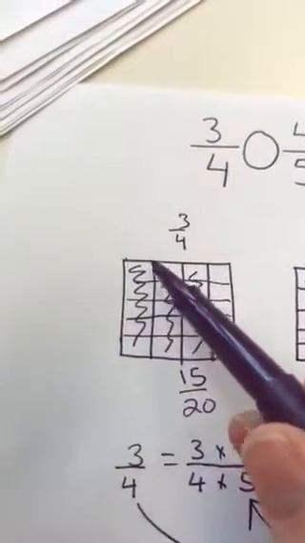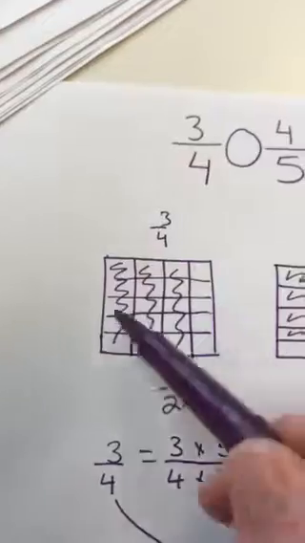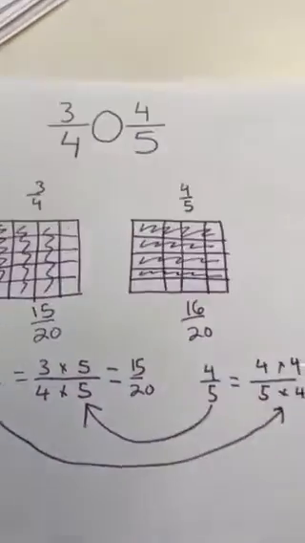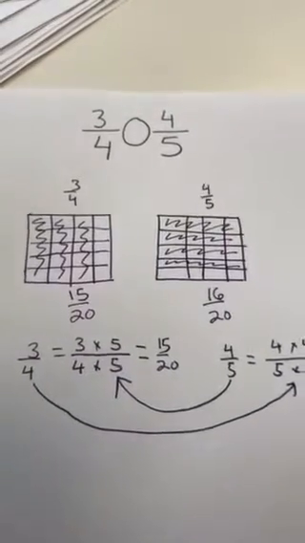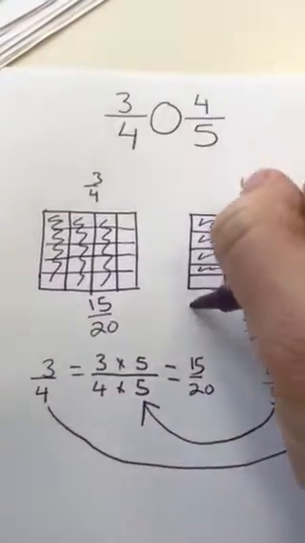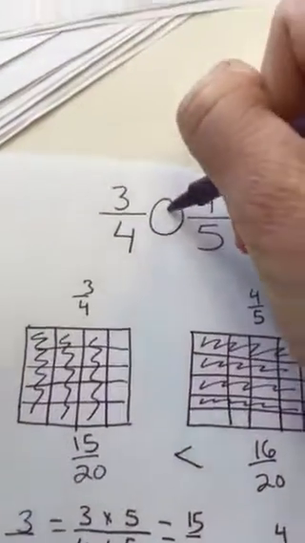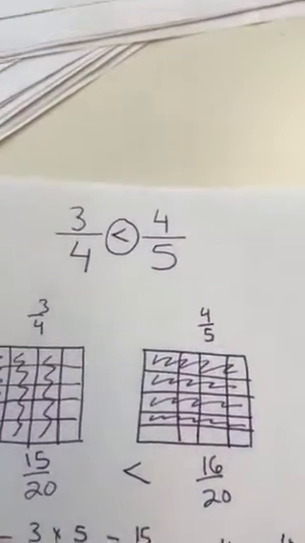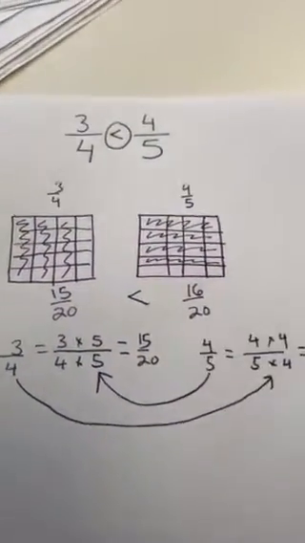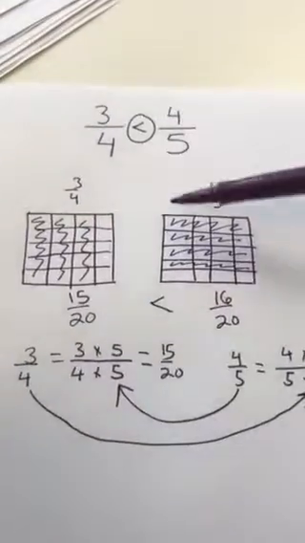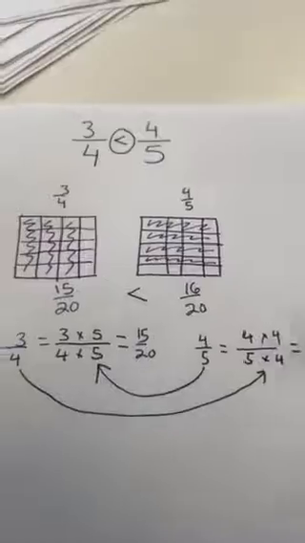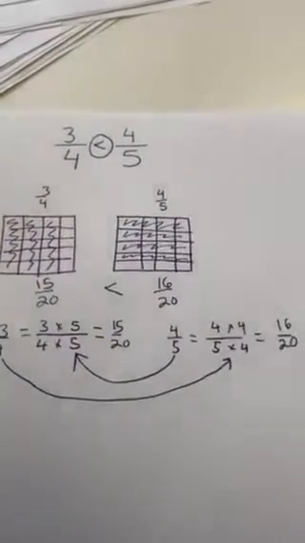For over here, we took each of these fourths and divided them into 5 pieces. So we multiplied it by 5, which is how we can show this with the equation. So now you should be able to compare 15 20ths and 16 20ths very easily, and that would mean we've got 3/4 and 4/5 are not equal. Hopefully now you can compare fractions using the area model or using multiplication by multiplying by that opposite denominator.